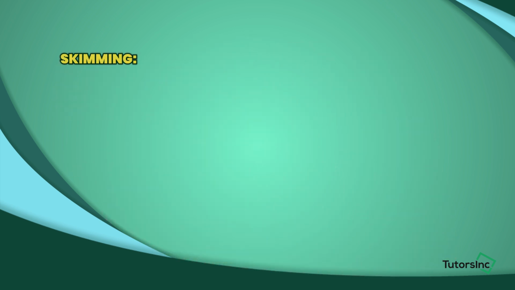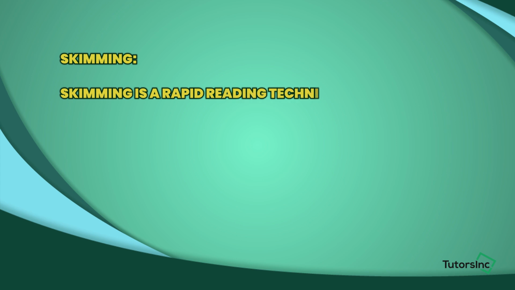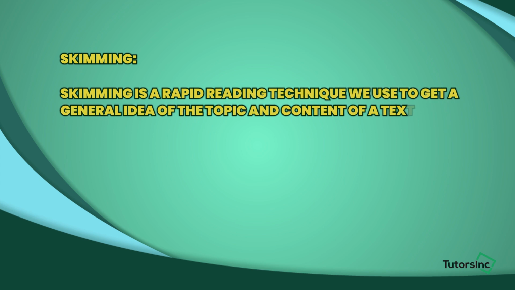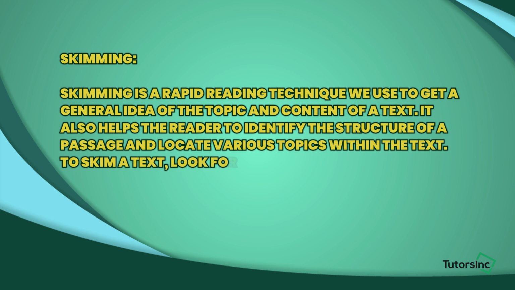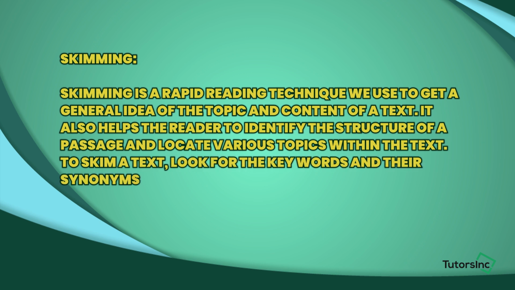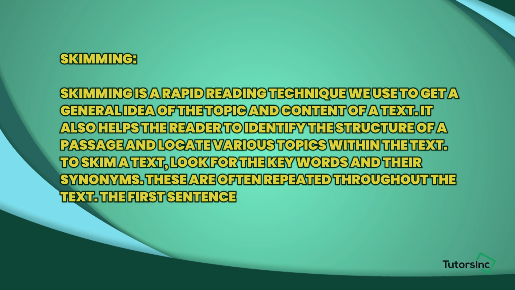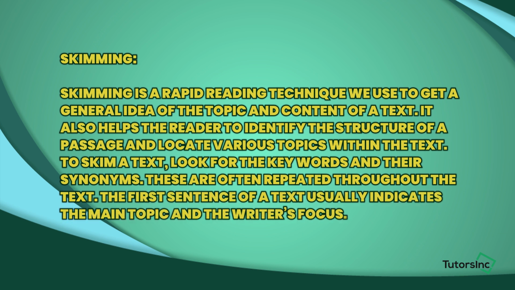Skimming. Skimming is a rapid reading technique we use to get a general idea of the topic and content of a text. It also helps the reader to identify the structure of a passage and locate various topics within the text. To skim a text, look for the keywords and their synonyms. These are often repeated throughout the text. The first sentence of a text usually indicates the main topic and the writer's focus.